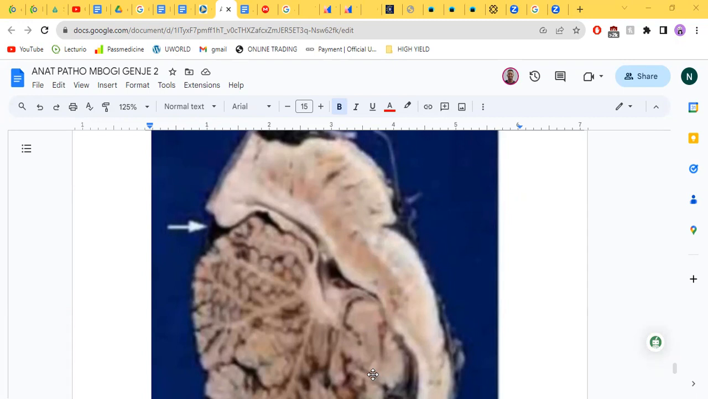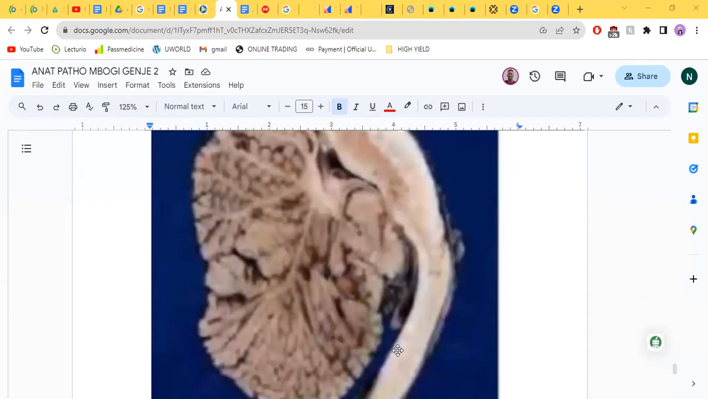What is the diagnosis that we would give to such a patient? Arnold Chiari. Which type? Someone says 2, someone just says Arnold Chiari. Which type of Arnold Chiari is this? Type 2. How did we come up with a diagnosis of Arnold Chiari type 2?